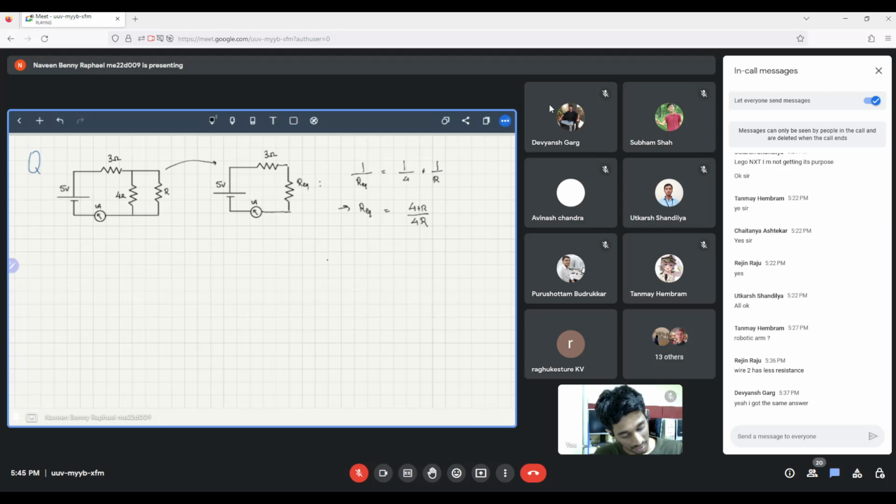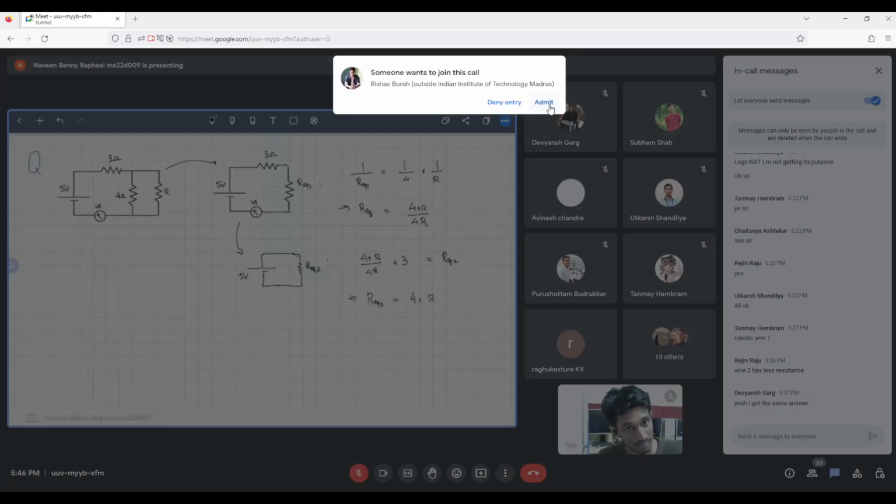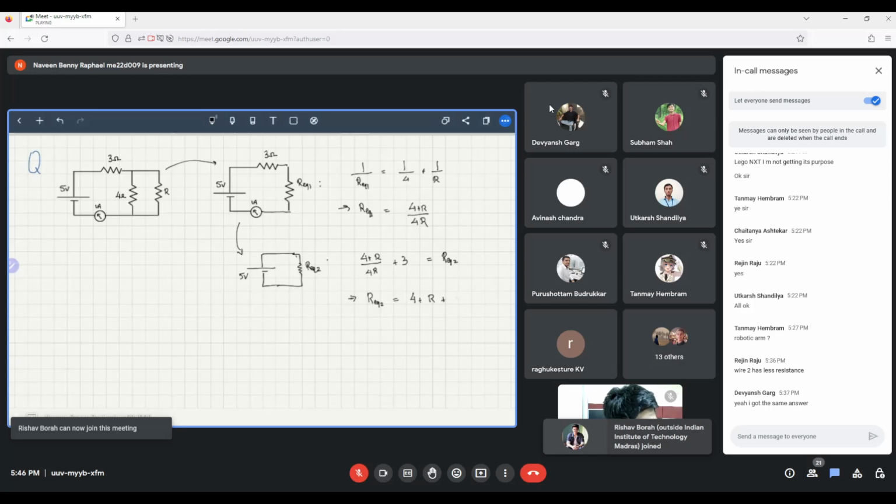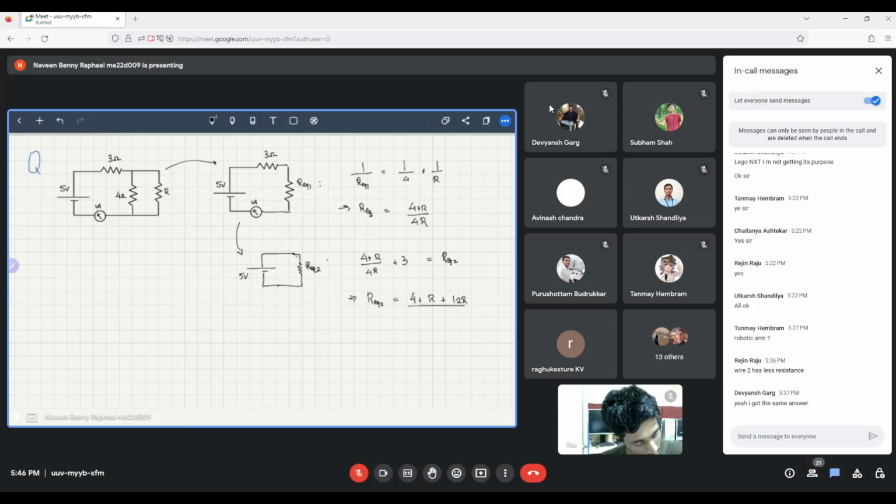Now we can do it again, but this time with series resistance, and the thing will simplify to Req. This is 5 volt. Sum of these two, 4 plus R by 4R plus 3. Call this Req2 and this is Req1. I did make a mistake.